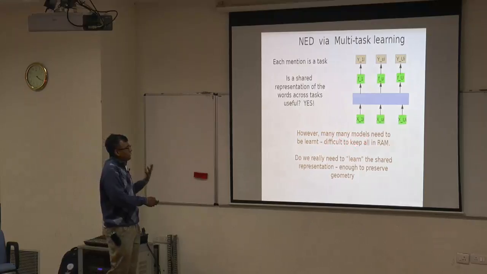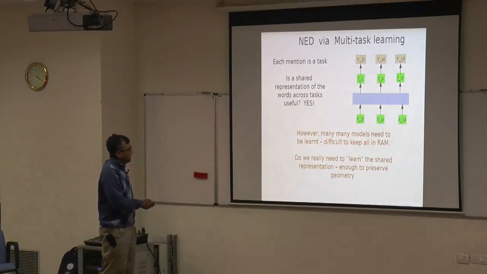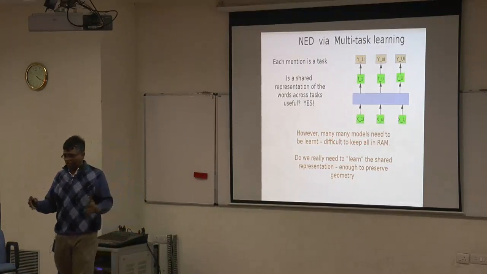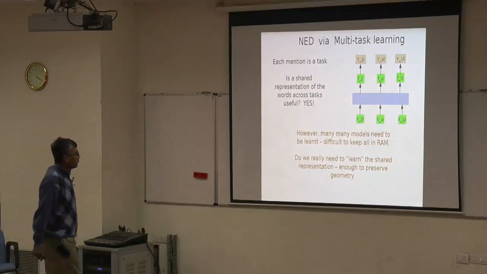Basically, if I want to do such a named entity disambiguation, I have to keep many, many modules in memory, right? And I don't have that much time. So what am I going to do?